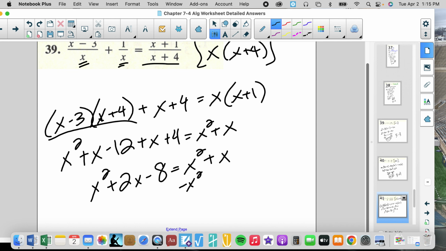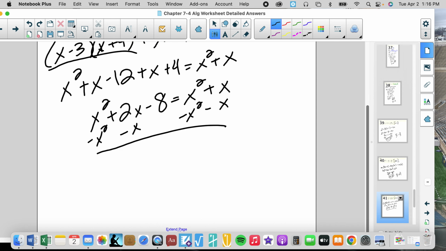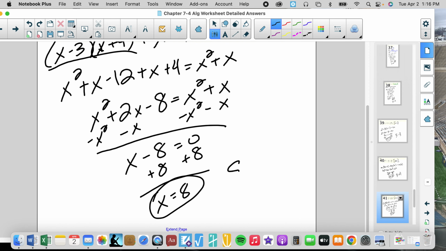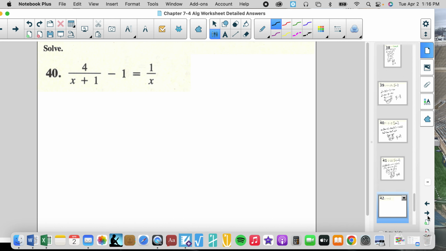Let's move the x squared. Let's move the x. Those will cancel. You're left with x minus 8 equals 0. Add 8. x equals 8 is my possible solution, and it does not make any, there are no extraneous.